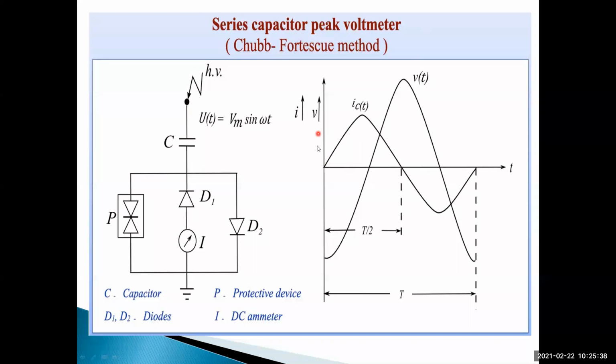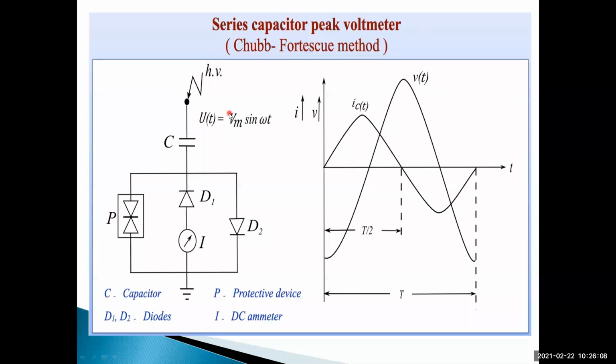You know well, across a capacitor the current leads and the voltage lags. For a pure capacitor, the current leads the voltage by exactly 90 degrees. That's why the current waveform starts from here and the voltage waveform lags. So this is the current flowing into the capacitor and the voltage across the capacitor, the supply voltage v(t) = Vm sin ωt.